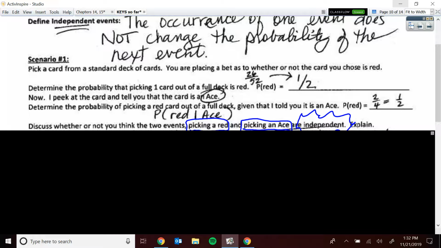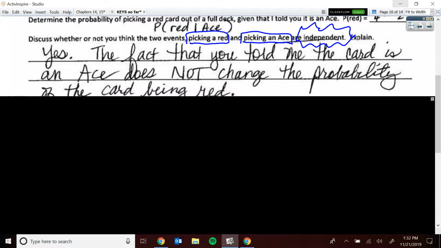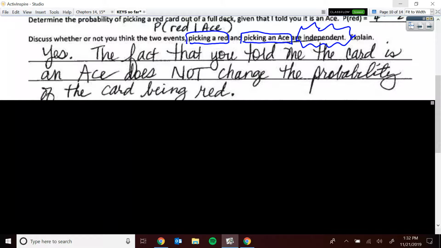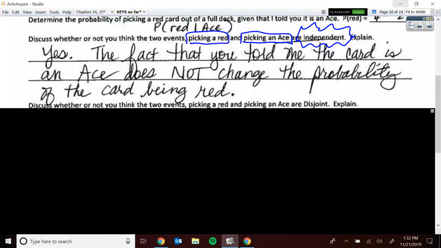No, like what I just did, I told you it was an ace, so it doesn't matter. So what do you think? Are they independent? Yes, because the fact that I told you it's an ace does not change the probability of it being red. Aha.